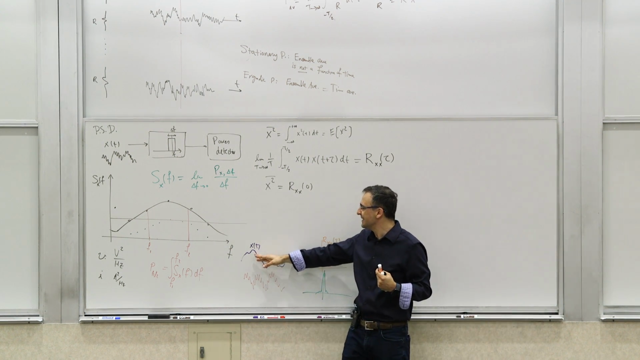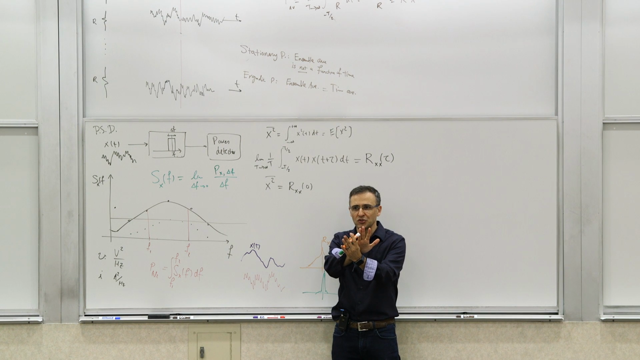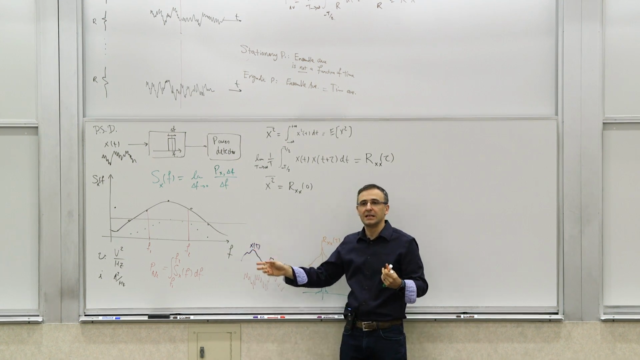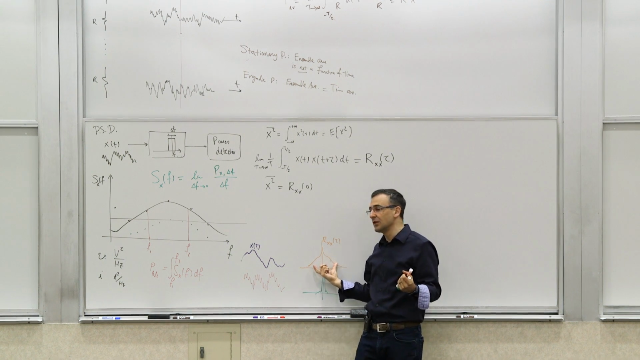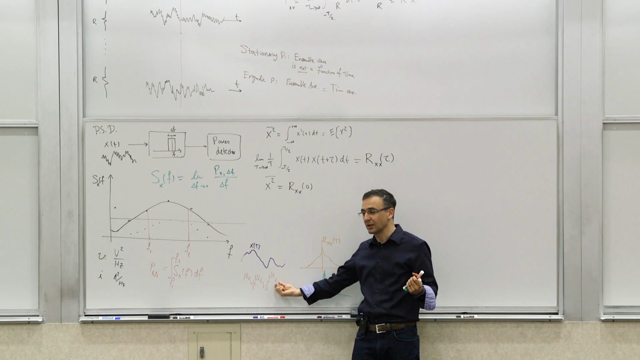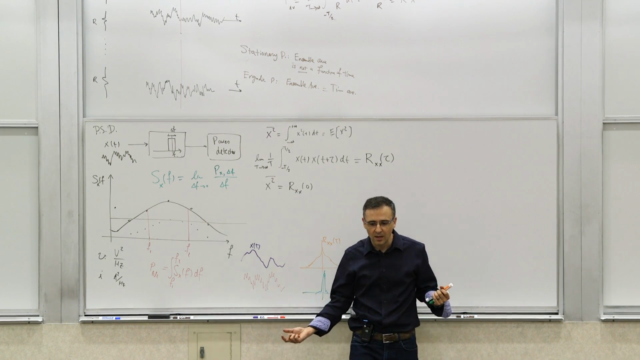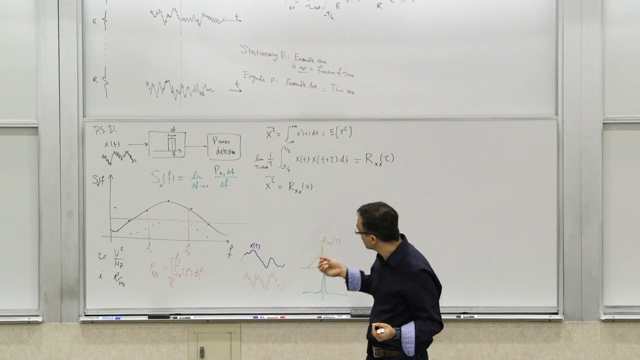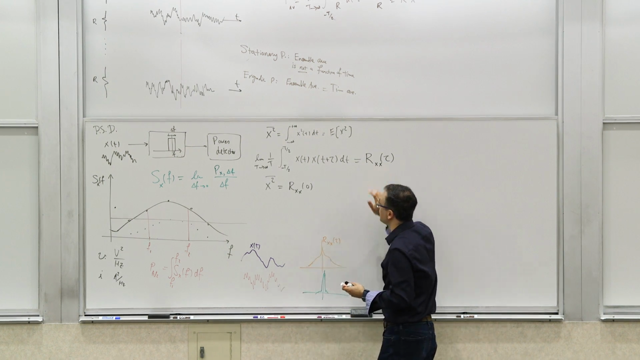But here, it takes longer. It takes a larger phase shift or time shift to get completely uncorrelated, right? So this has a wider autocorrelation, and this has a narrower autocorrelation, right? Now, for a stationary signal, of course, autocorrelation is defined this way.